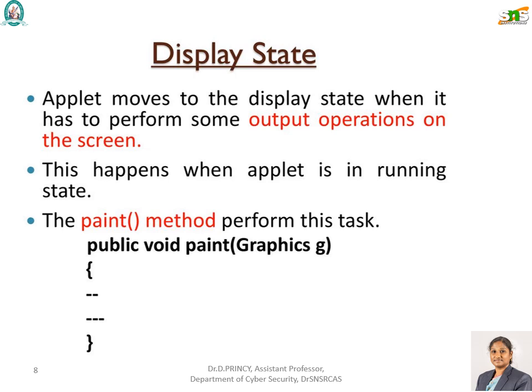Display state. While running the applet, we have to display the output or result on the screen. To display the result, we can use the paint method. The paint method is a method of the Graphics class and it takes a Graphics class object as a parameter. The syntax of the paint method is public void paint, which takes the object of the Graphics class as a parameter, and it contains the statements which are used to display the result on the screen.